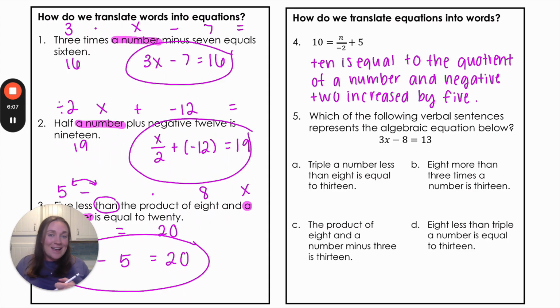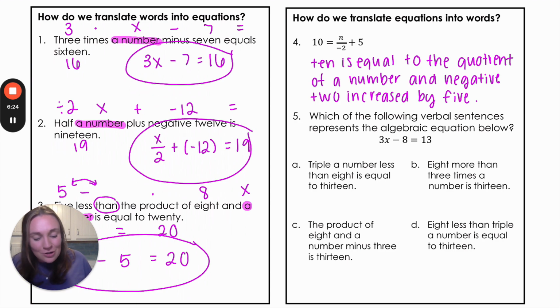What you'll most likely see on a test is something more like number 5. So what we're going to do is try to find which one is going to match up perfectly with this 3x minus 8 equals 13. As soon as we get to something that does not make sense, we can cross out that answer and move on. So let's look at each one together.